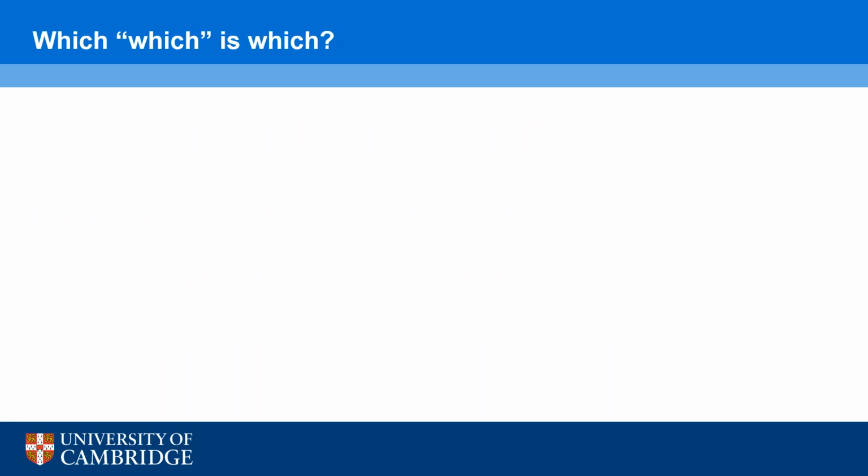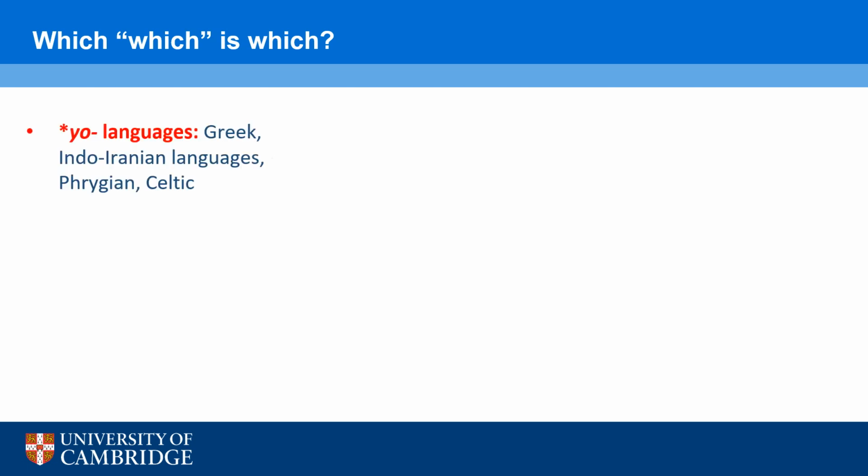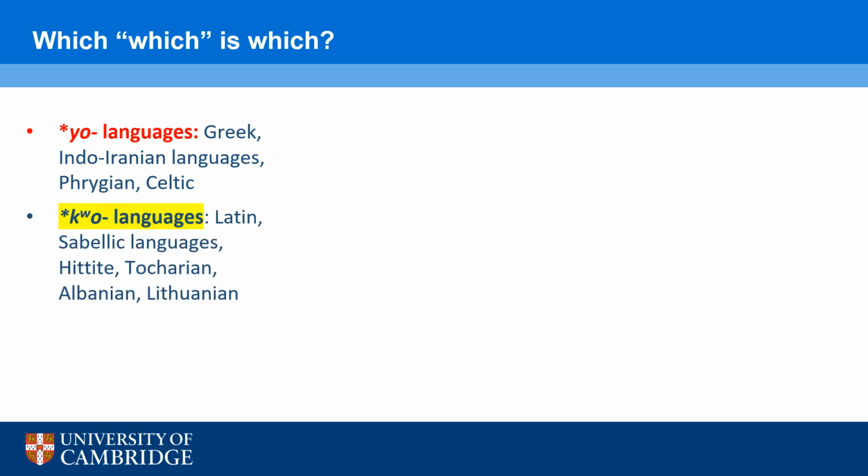We've already got some sense of the distribution of qua versus ya in the daughter languages, but it's worth mentioning it in a little bit more detail here. The ya languages include Greek, Indo-Iranian languages, Phrygian and Celtic, while the qua languages include Latin, Sabellic, Hittite, Tocharian, Albanian and Lithuanian. Apologies if you don't see your favourite language family here. It's probably because either the situation is a little unclear, like in Armenian, or because that language family innovated its own form of relativization that doesn't use either of those pronouns, RIP Germanic.